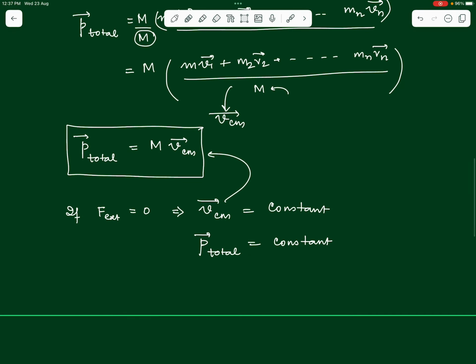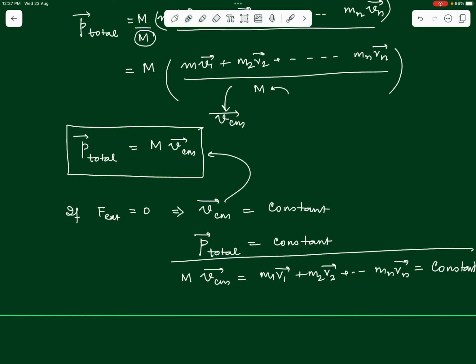What is the total momentum? The total momentum is the mass of the whole system times the velocity of center of mass, which is nothing but m1 v1 plus m2 v2 plus up to mn vn. This total momentum of the system remains constant in the case where there is no external force acting on the system.